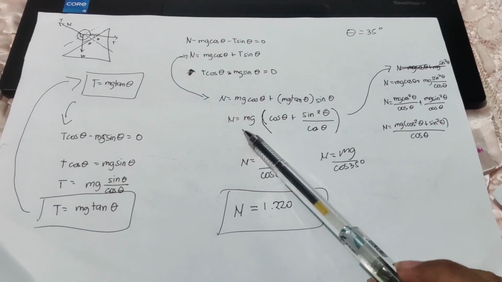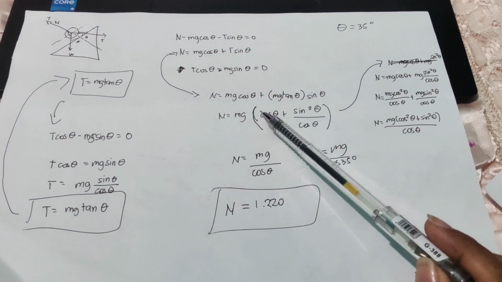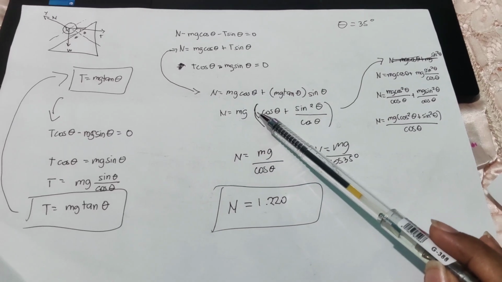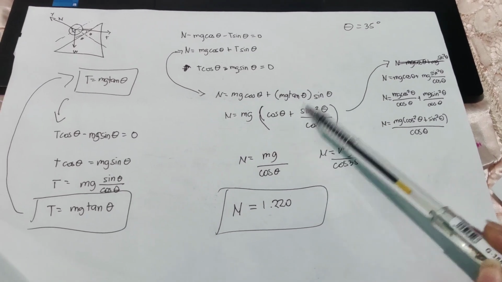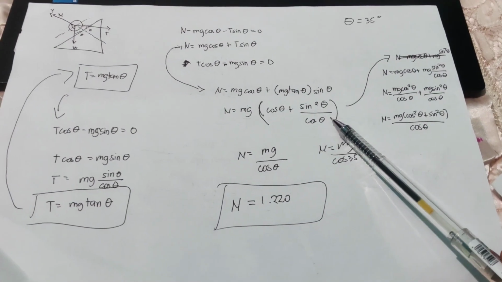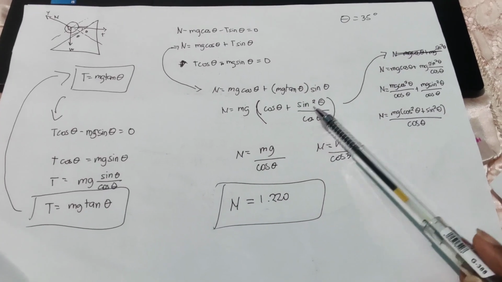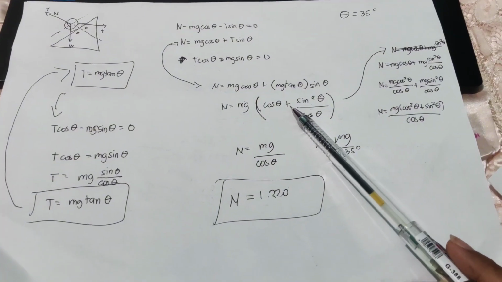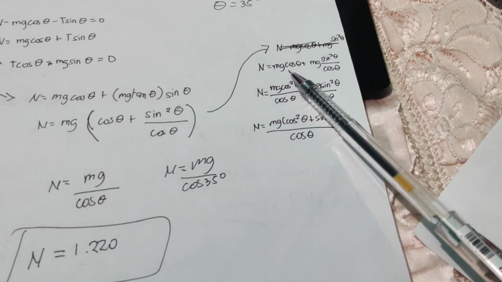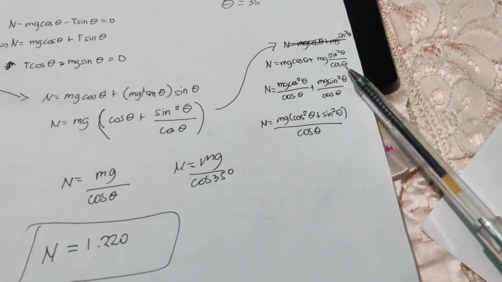So N is equal to weight cos theta plus our tension, weight tan theta, times sine theta. So N is equal to weight times cos theta plus sine squared theta over cos theta, and N is equal to mg over cos theta. Let us simplify this through the Pythagorean theorem. So N is equal to mg cos theta plus mg sine squared theta over cos theta.